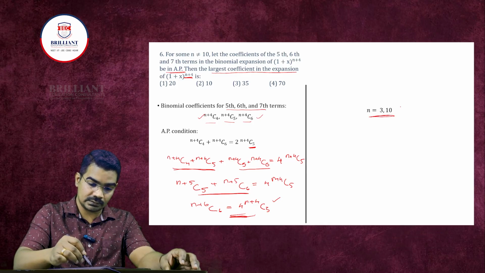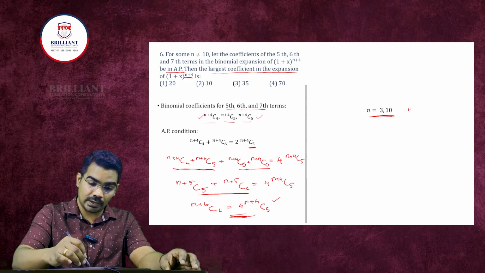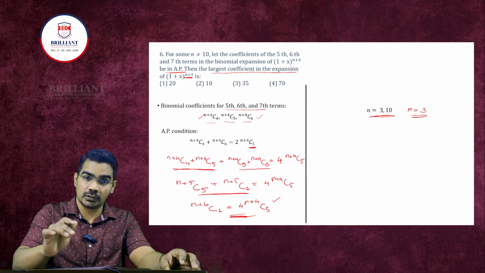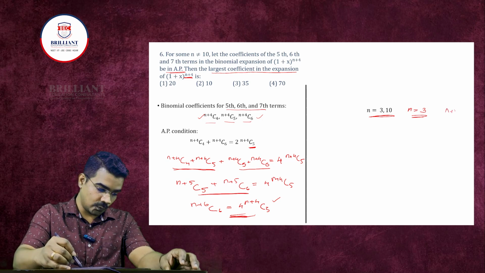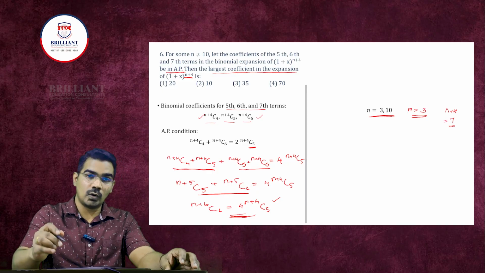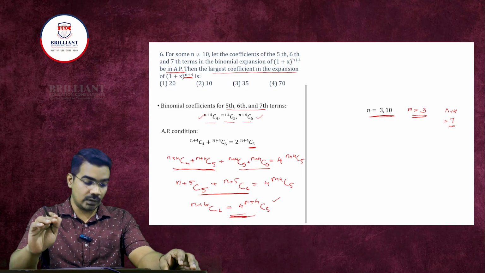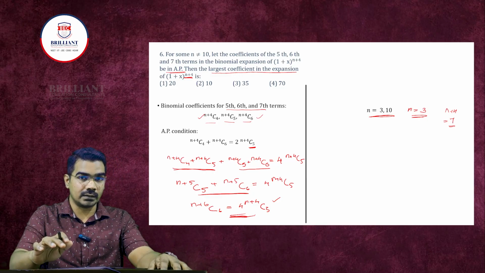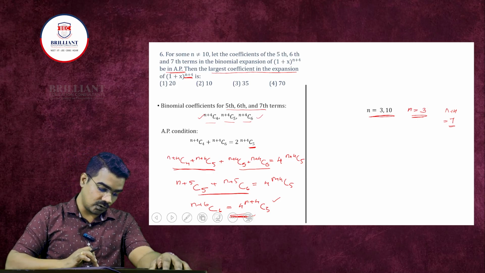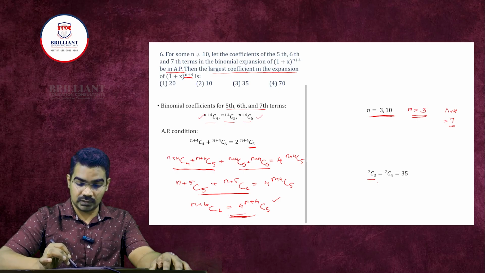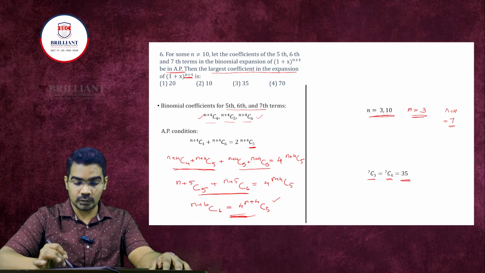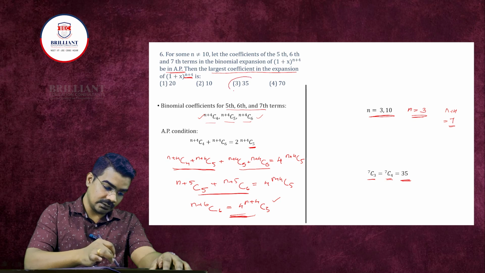Already in the question it is said n naught is equal to 10, so n is equal to 3. So that means n plus 4 is 7. So you have a total of 8 terms in your binomial expansion. If you have 8 terms, then the middle terms will be the fourth and the fifth term. So the greatest coefficient will be of the fourth and the fifth term, that is 7C3 and 7C4. Both the coefficients will be equal, and that will be equal to 35. So option number 3 is your answer.